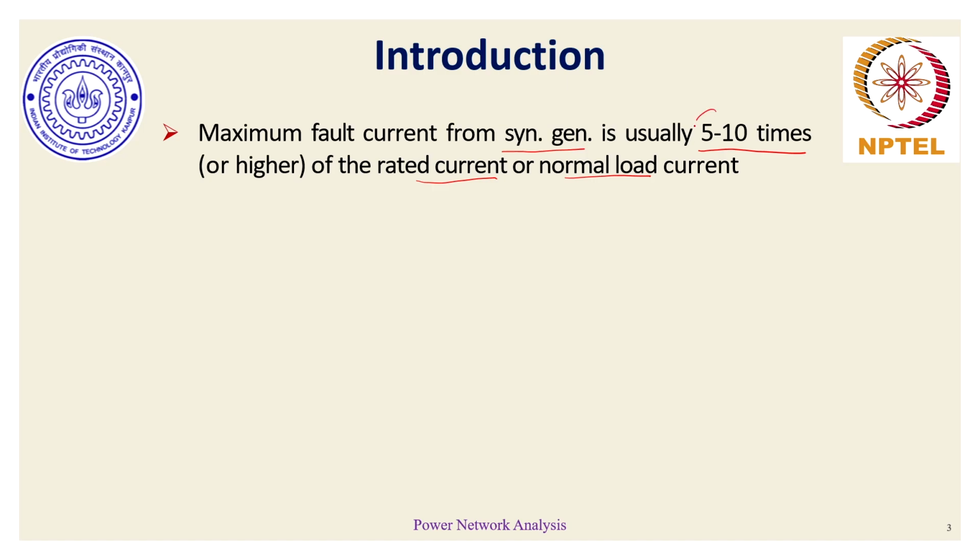And the reason for this quite significant increase in current is the variation in the transient reactance, subtransient reactance, and synchronous reactance of the synchronous generator during a fault event. So what I'm trying to say is that the fault current contribution by conventional synchronous based generators is significantly higher compared to normal load current.